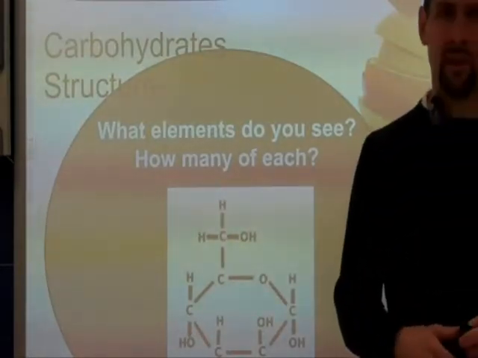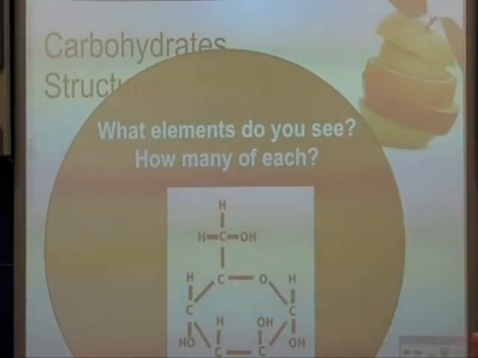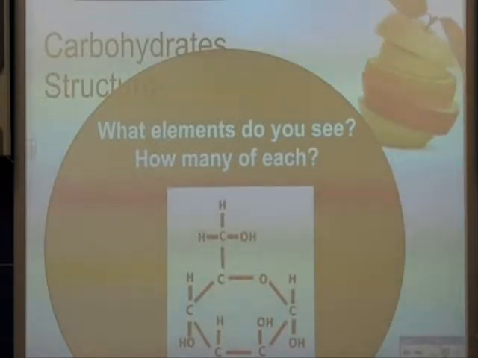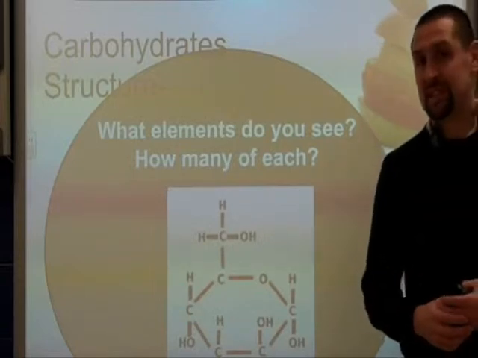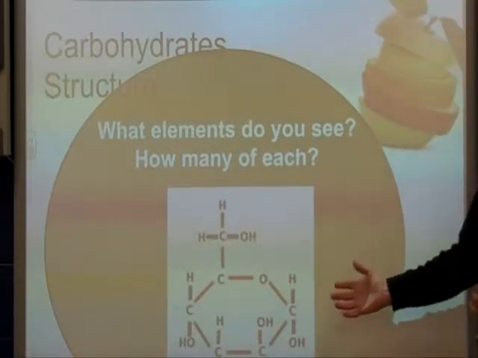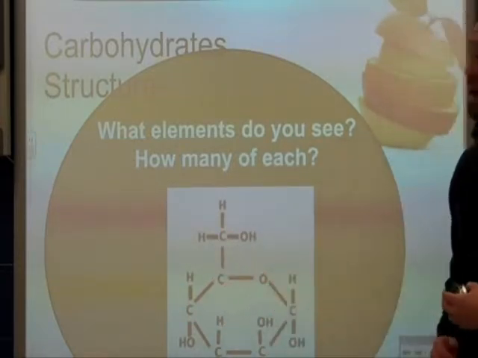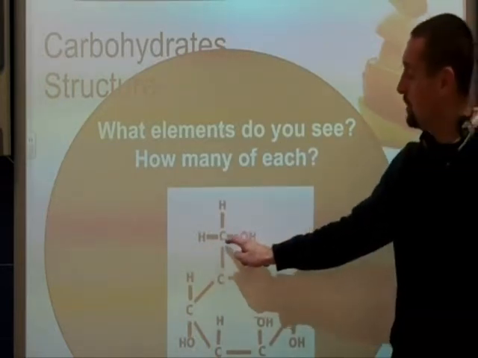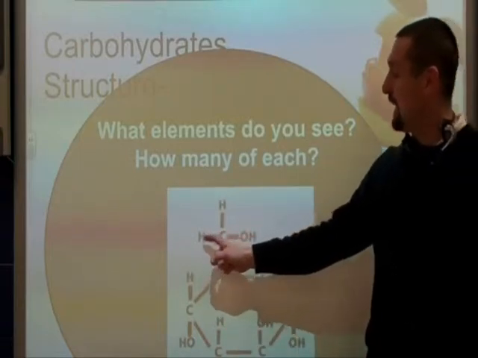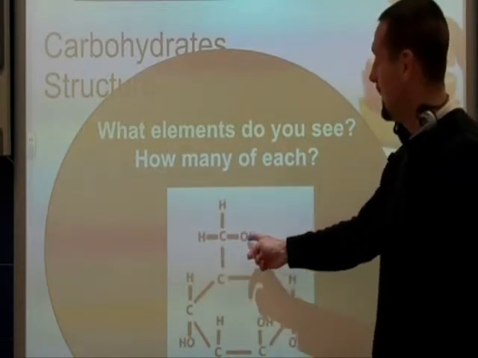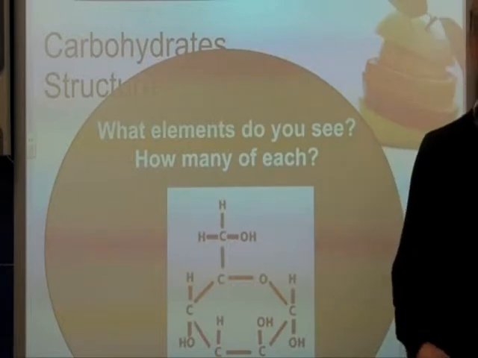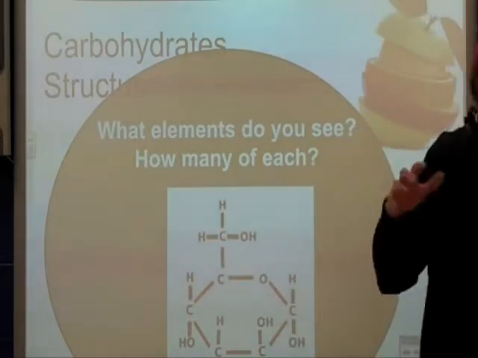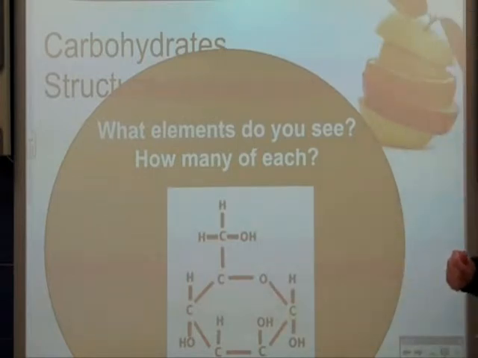What's in a carbohydrate? What makes up a carbohydrate? So let's start with that. Take a look at the little diagram here. What elements do you see in the diagram? This is a picture of a pretty common sugar. Carbohydrates are sugars. So here's a pretty typical sugar. Notice that you see carbon, that's the C. You see hydrogen, that's the H. You see oxygen, that's the O. So you basically have carbons, hydrogens, and oxygens. That's what carbohydrates, sugars, are made of.